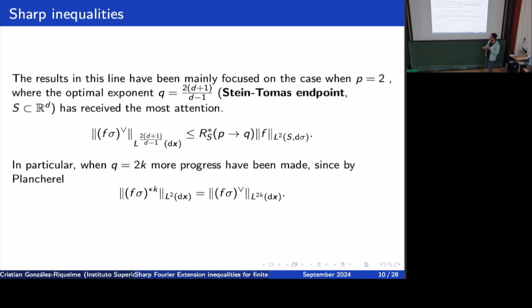In particular, the case in which we have an even exponent on the left hand side is nicer because we have this very nice Plancherel identity that implies that we can translate this Fourier estimate to the other side, where the product is just a convolution. So if this exponent is an even integer, this expression here is just the L2 norm of a convolution. This is very nice for our methods, or the methods that are known.